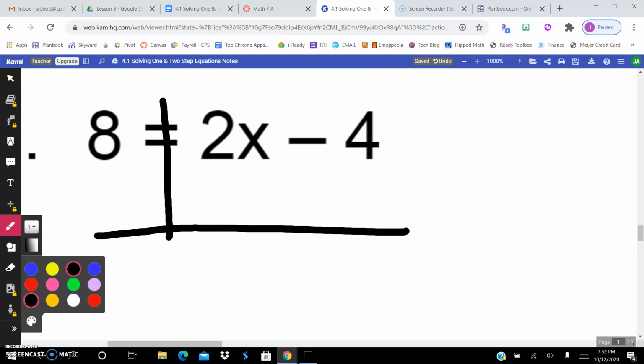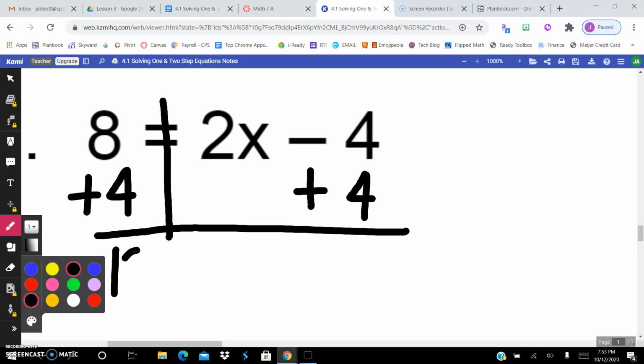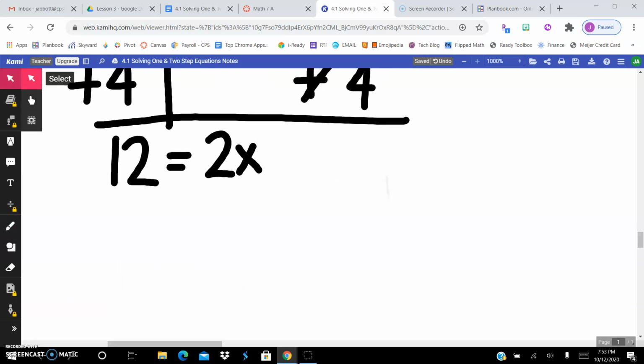The first one, we are going to get rid of the number on the side with the variable that's farthest away from the variable. So in this case, we have a 2 and a 4. The 2 is touching the x and the 4 is away, so we're going to get rid of that 4. It's minus 4, so we're going to add 4 to both sides. So I would have 12 here, bring down the equal sign. The negative 4 and the positive 4 cancel out, and we just have that 2x left.